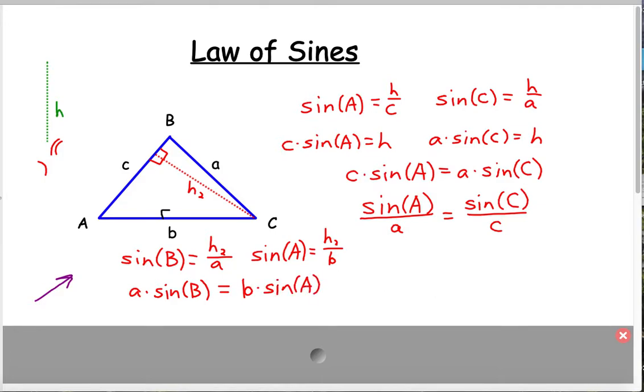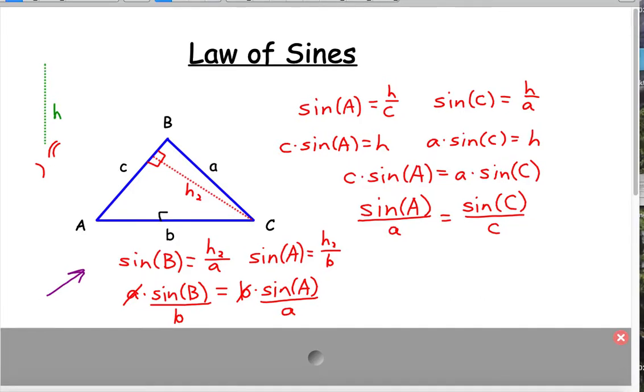And once again, I can divide. If I divide both sides by a and b, I'm going to get the sine of B over b equals the sine of A over a. And we already know the sine of A, where's my arrow? We already know that the sine of A over a equals sine of C over c. And now I have the sine of A over a is also equal to the sine of B over b. So therefore, all three of these ratios are equal.